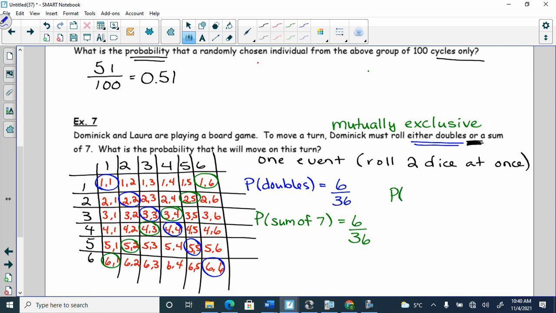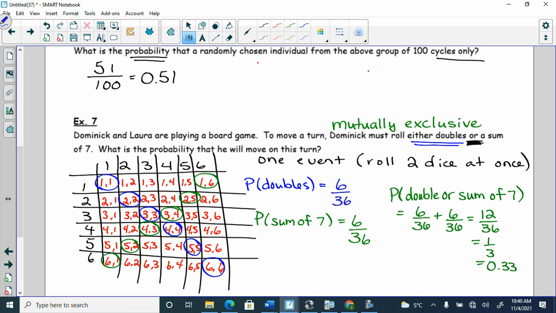Probability of a double or sum of 7 equals 6 out of 36 plus 6 out of 36, which is 12 out of 36, which is 1/3, which is 0.33 if I round it to the nearest hundredth, right?